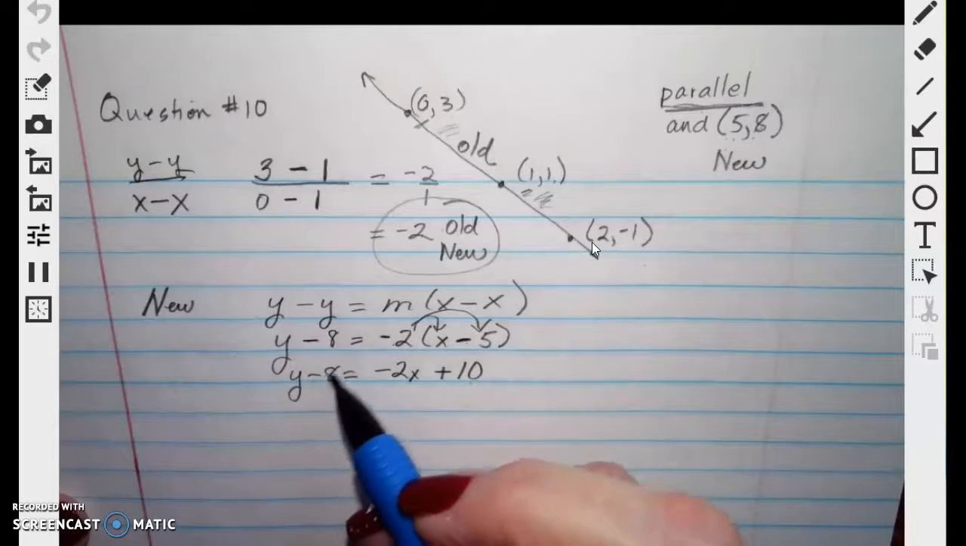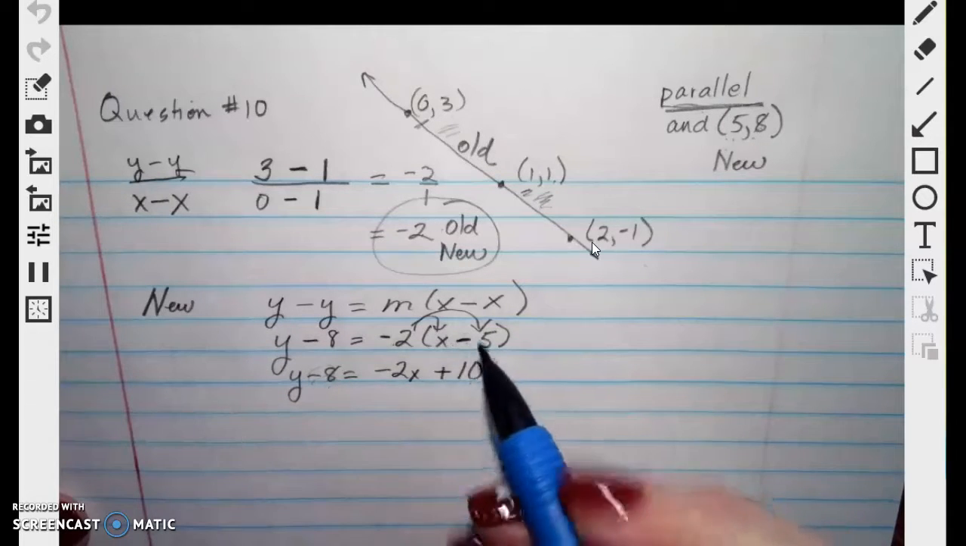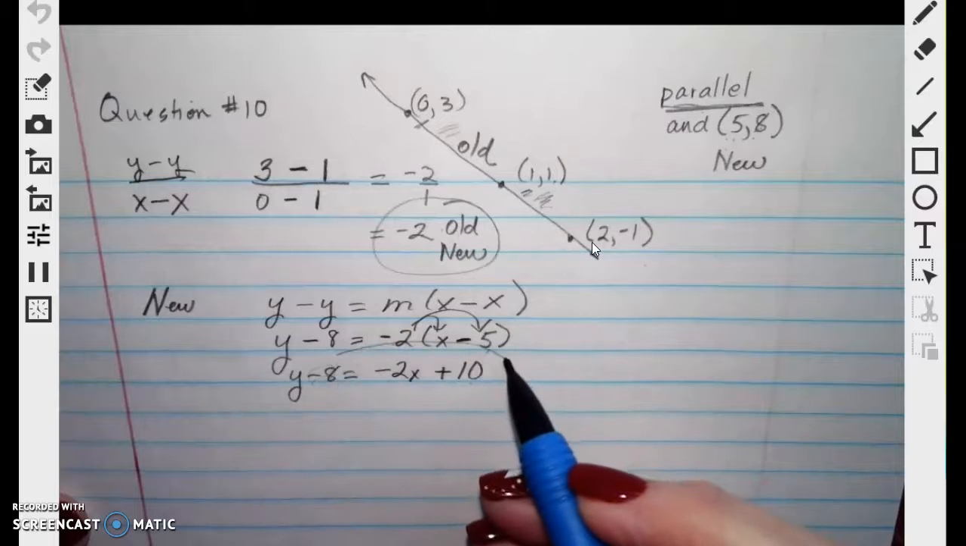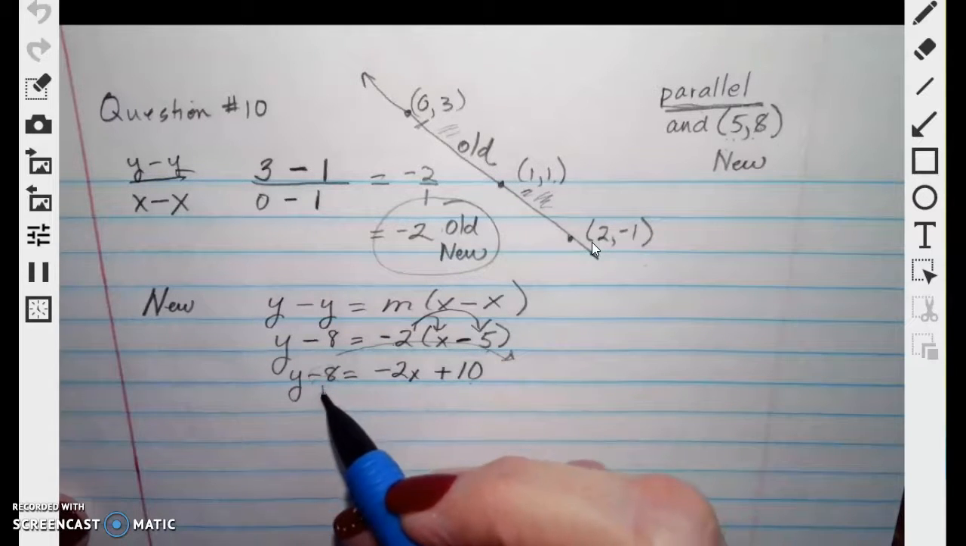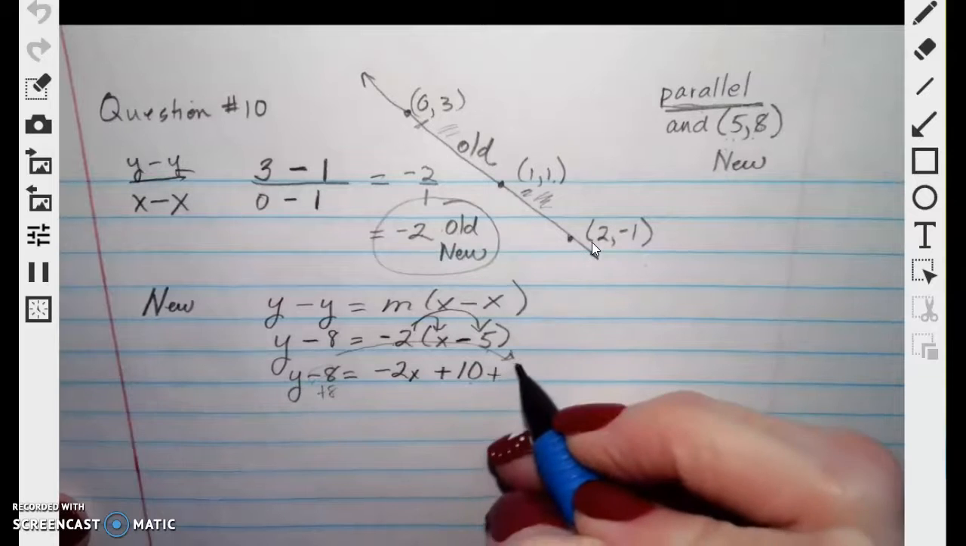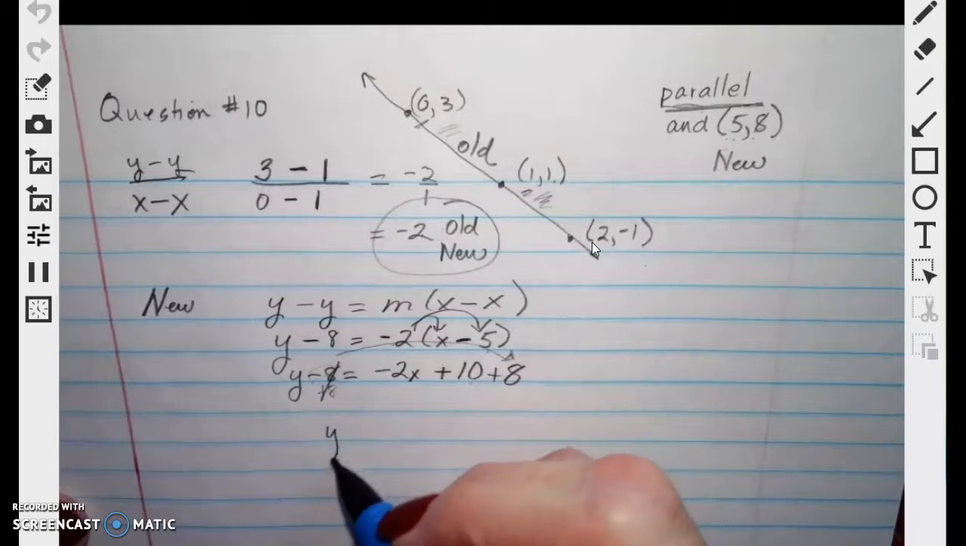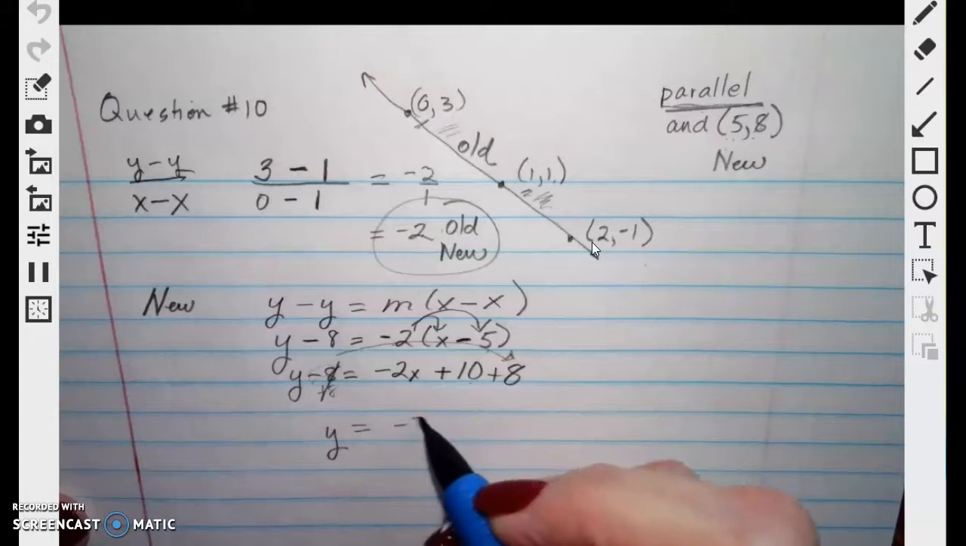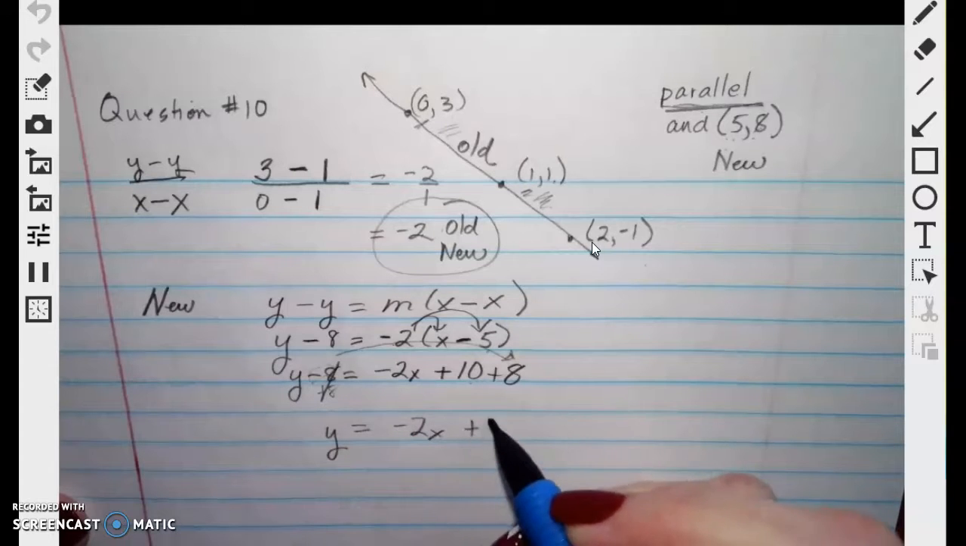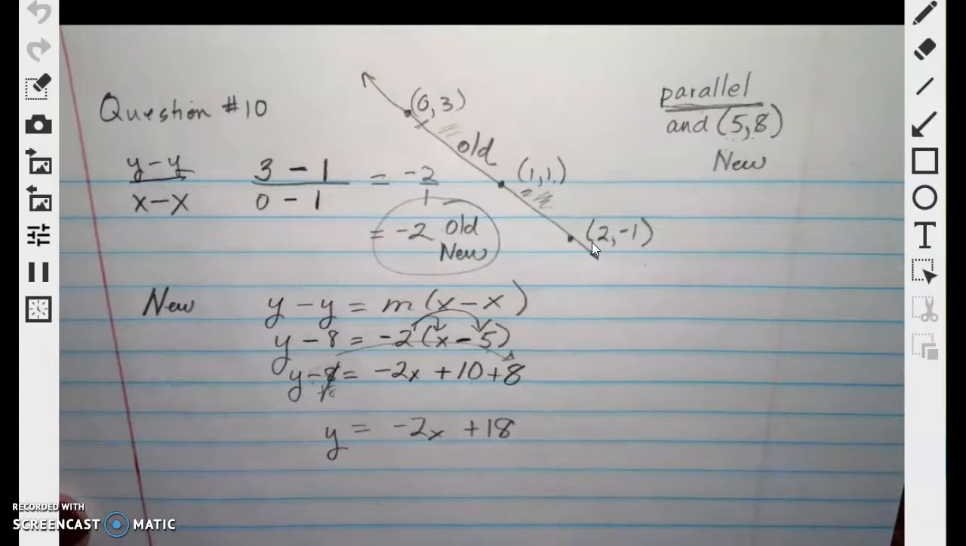And now I need to move this 8 over here, don't I? I need to take negative 8 and move it over here. If it's a negative 8, then I need to add 8. So I have y equals negative 2x plus 18.